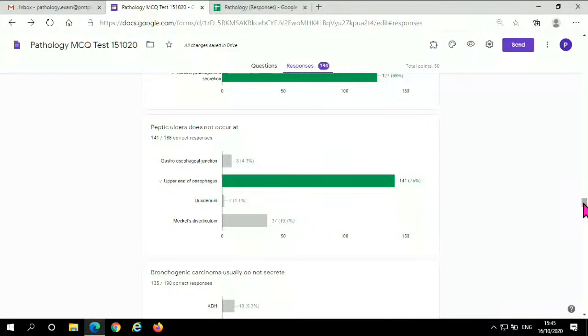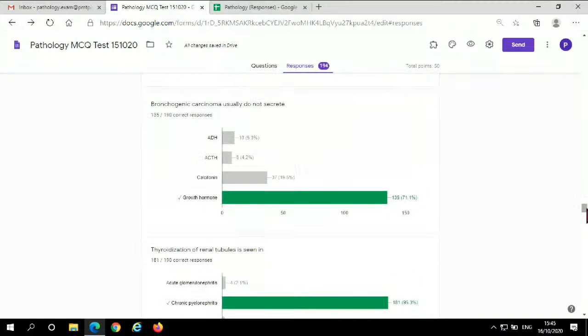In Meckel's diverticulum, there might be an ectopic rest of gastric mucosa, and therefore it may cause an ulcer. And at the upper end of the esophagus, where the squamous epithelium is there, generally there will not be a peptic ulcer occurring over there. So upper end of esophagus is the correct answer.